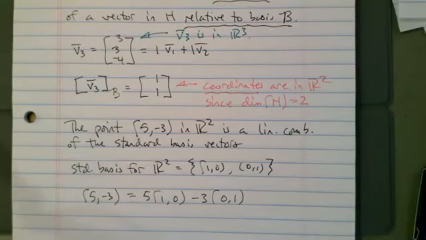We want to be able to write everything in a subspace as a linear combination of the basis vectors. And when we do that, the unique linear combination that we get is called the coordinates. They're called the coordinates of the vector relative to the basis.